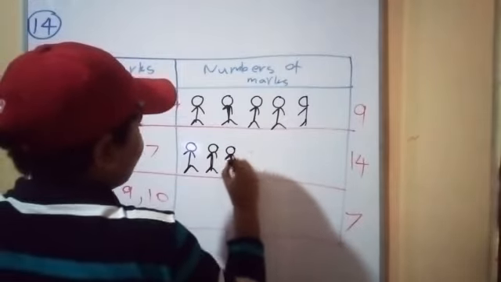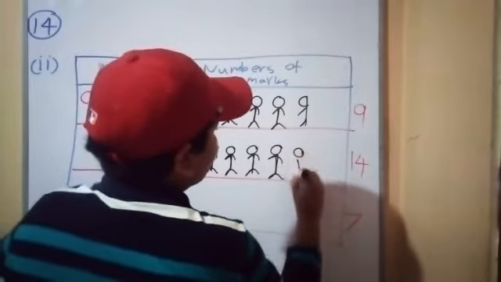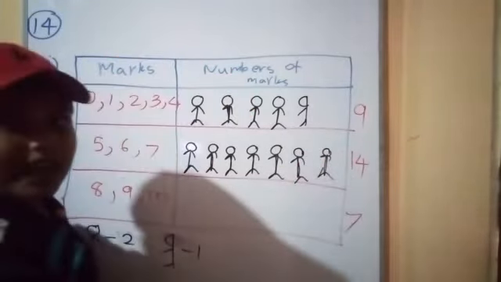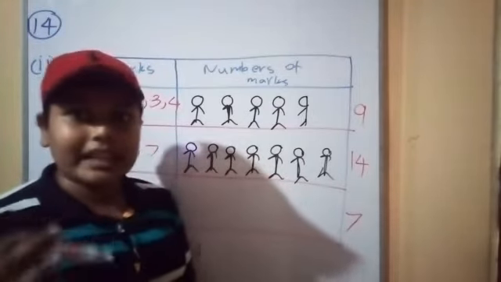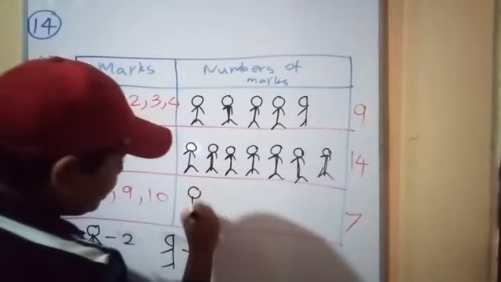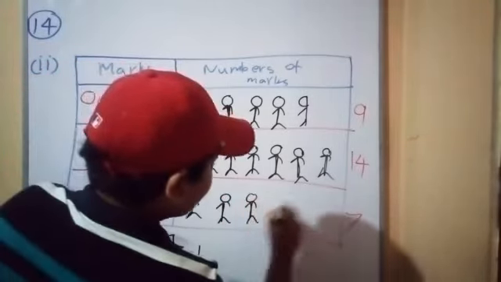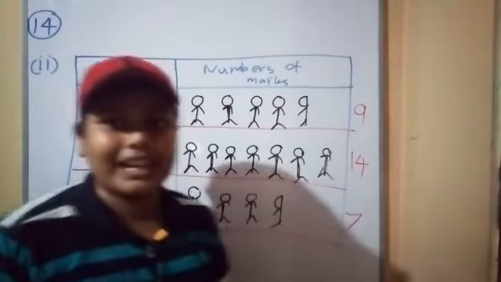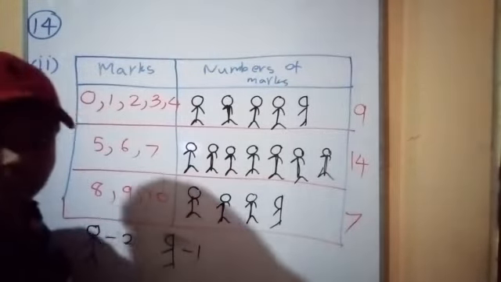A picture graph. Okay, I draw very quickly: 6, 7. 7 men. 8, 9, 10 is 7. 7 divided by 2 is 3, remained 1. That means 3 men and half of a man. Now the picture graph is completed. You can check the answer like this. Now this is the second one.